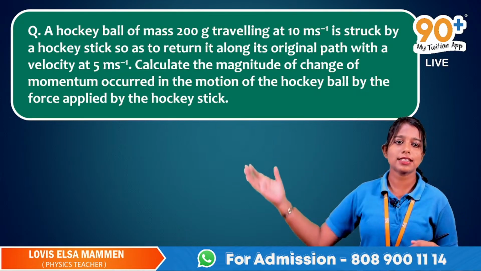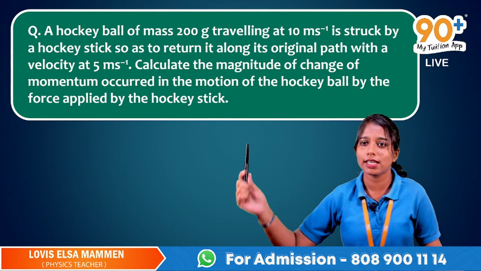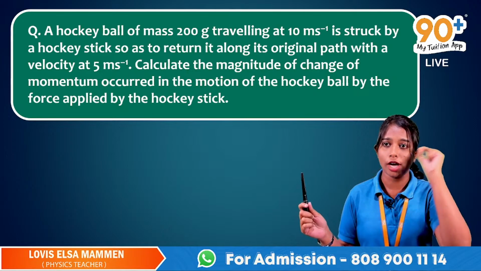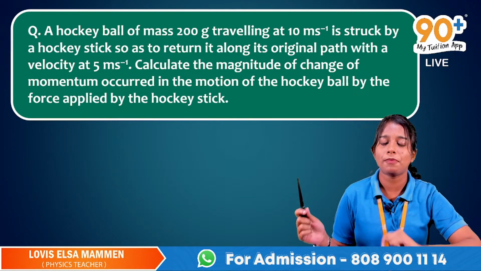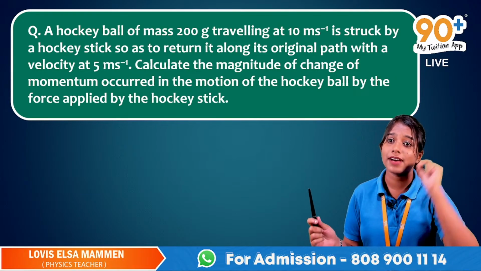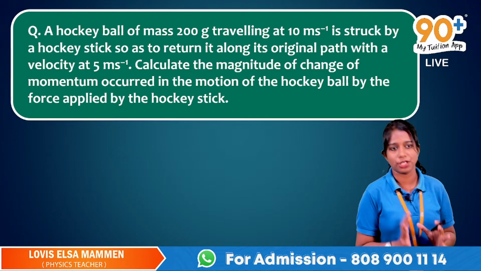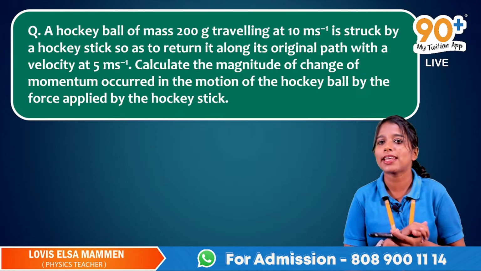Write the question. A hockey ball of mass 200 gram traveling at 10 meter per second is struck by a hockey stick so as to return it along its original path with a velocity of 5 meter per second. You are asked to find the change of momentum.